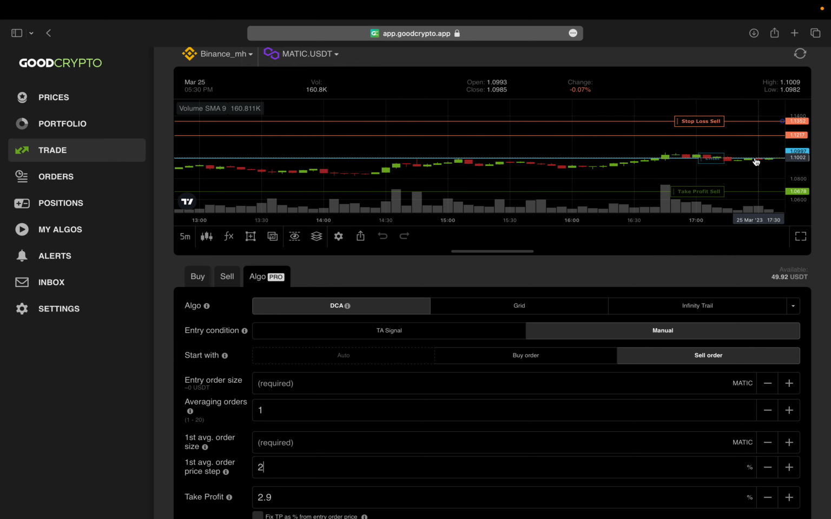For DCA Algo, use manual mode to do one better: instead of a normal trading setup of an entry order with stop loss and take profit, you add averaging orders to your trading setup. So that's one use case. Second use case, actually, this DCA manual mode can be used as a multiple take profit setup.